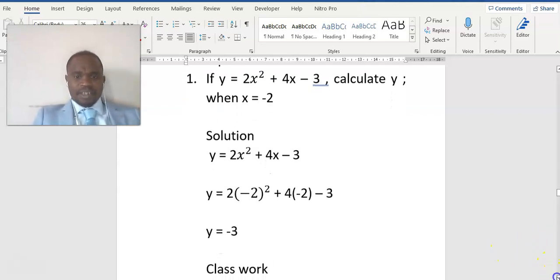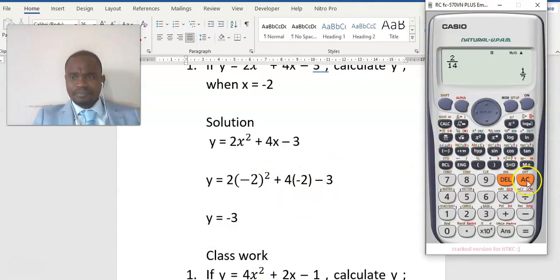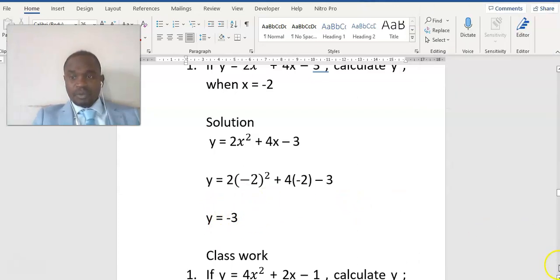Okay, so minus 3. If I press this on the calculator, let's see how I'm going to press. I'll have 2 minus 2 squared plus 4 minus 2 minus 3. So this gives us what? Minus 3. Okay.